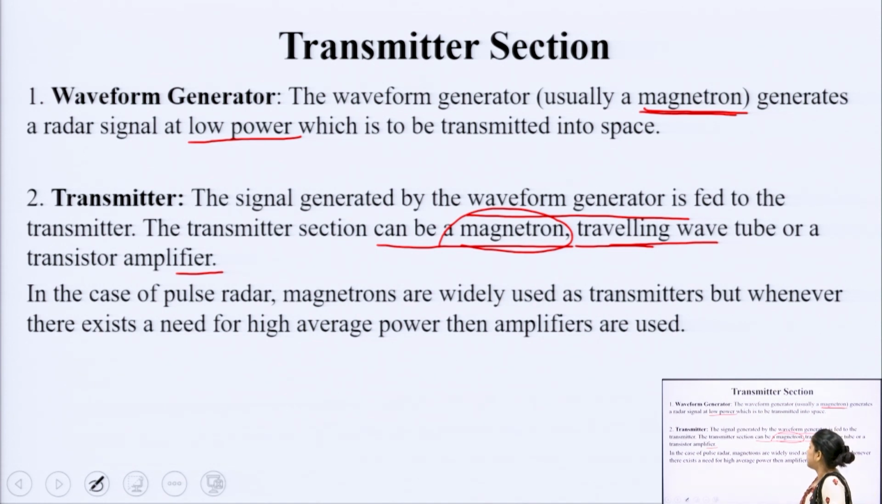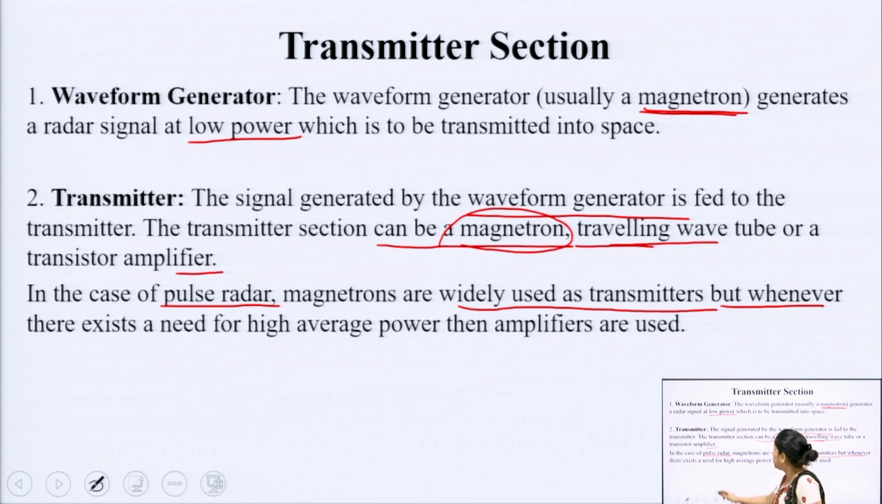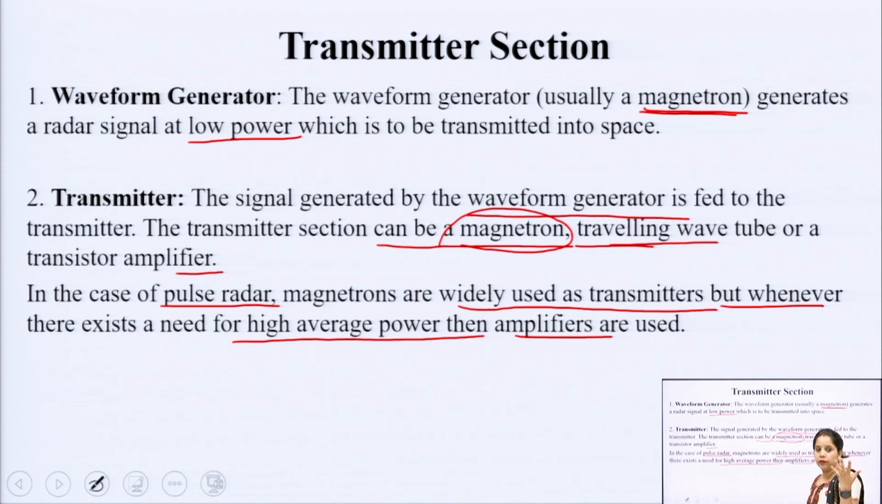In the case of a pulse radar, which is one of the types of radar, we will deal with this further. Magnetrons are widely used as a transmitter, but whenever there exists a need for high average power, then proper microwave amplifiers are used. So, you have to keep in mind that the transmitter section basically consists of the amplifying section of the radar.